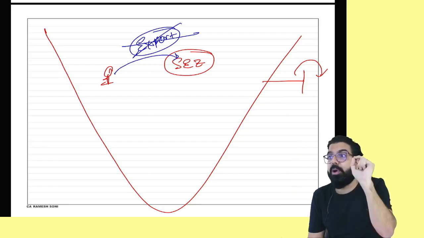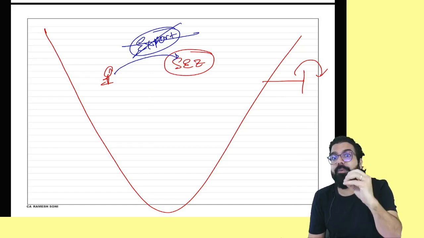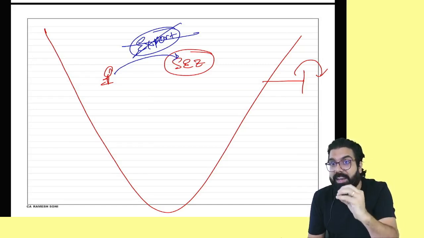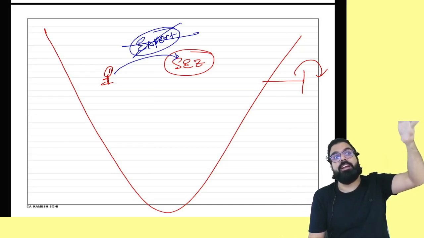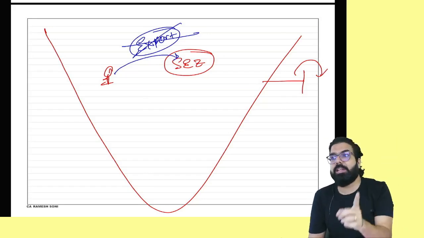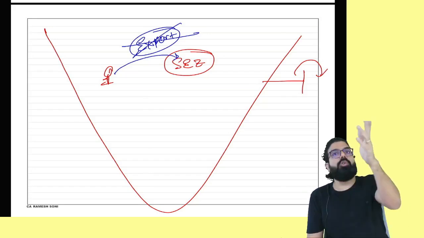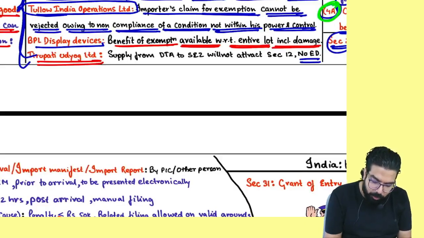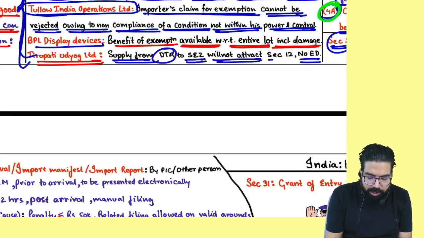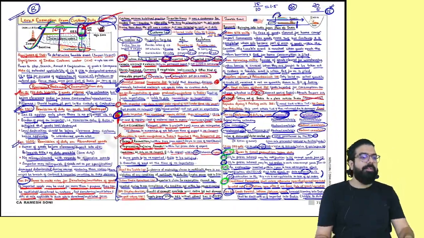Export means taking from India outside India, which means taking outside the territorial waters of India. It does not mean supplying to SEZ will be deemed as what? Export. Neither the Custom Act nor the SEZ Act goes ahead and says supplying to the SEZ will be deemed as export, and hence no export duty. It says supplying from the domestic tariff area to the SEZ will not attract section number 12, and there will be no export duty. Everyone listen now.